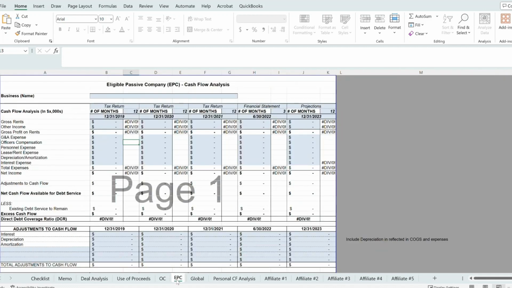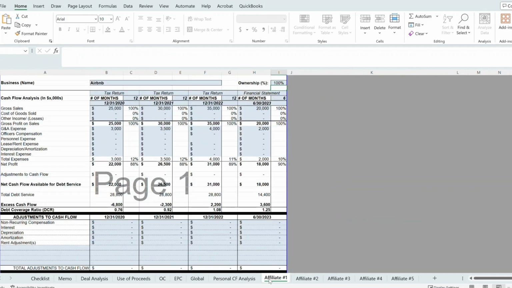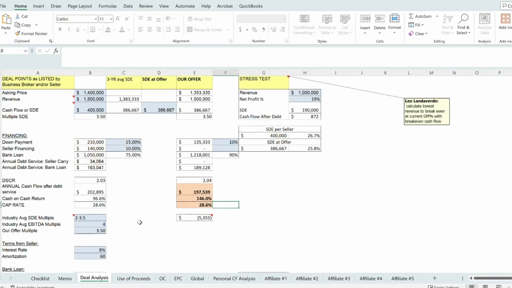There are other sheets here that we haven't even begun to analyze. This is a very robust workbook, but this is kind of how we do deal analysis inside our group.